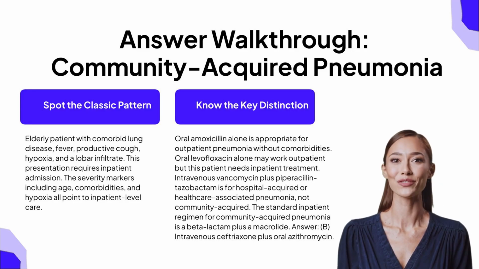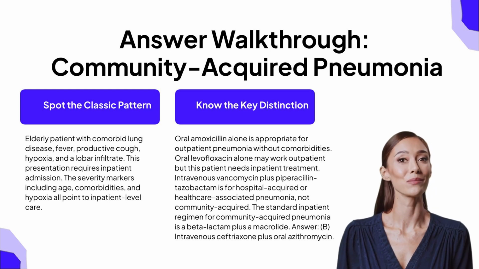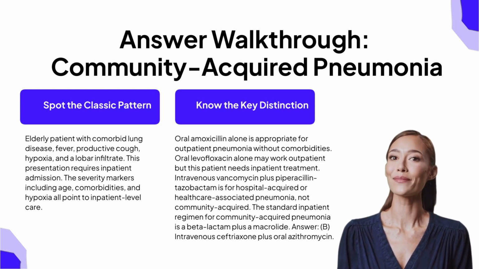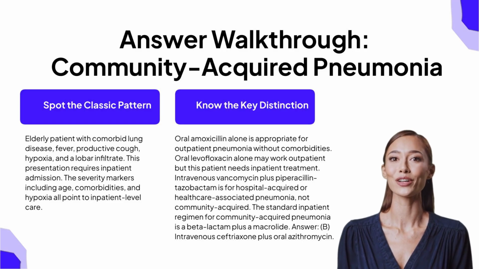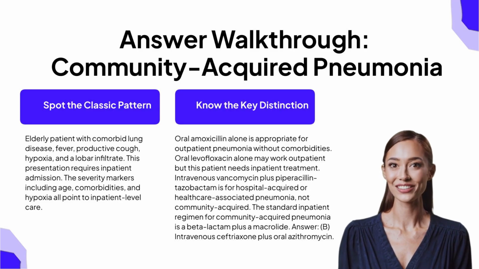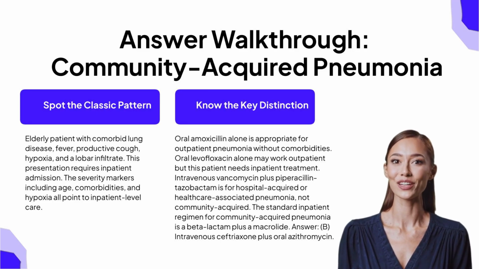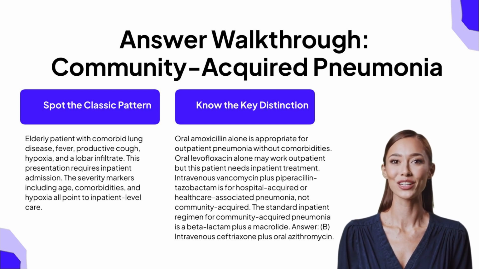Choice C, oral levofloxacin, is a respiratory fluoroquinolone that can work for outpatient pneumonia with comorbidities, but our patient is hypoxic and needs inpatient care. Choice D, vancomycin plus piperacillin tazobactam, is way too broad. That regimen is for hospital-acquired pneumonia or healthcare-associated pneumonia, not community-acquired pneumonia, in an otherwise non-hospitalized patient. The correct answer is B, intravenous ceftriaxone plus oral azithromycin. This is the standard inpatient regimen for community-acquired pneumonia: a beta-lactam plus a macrolide. Review the pneumonia treatment guidelines in your infectious disease and pulmonology resources.